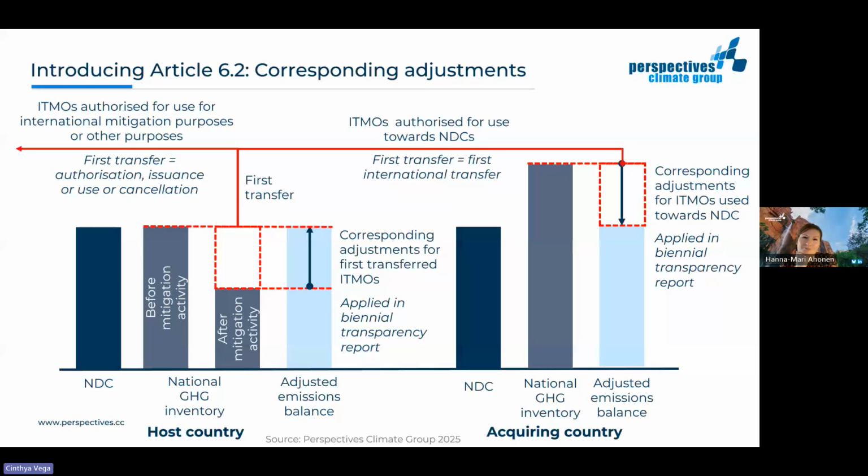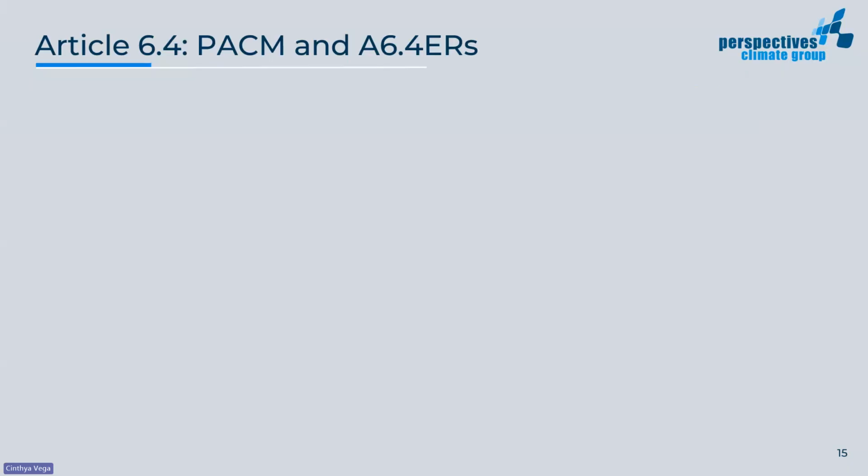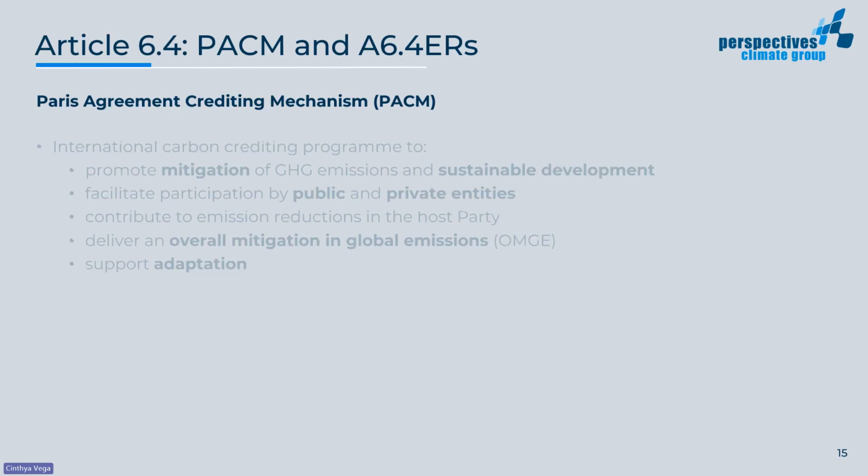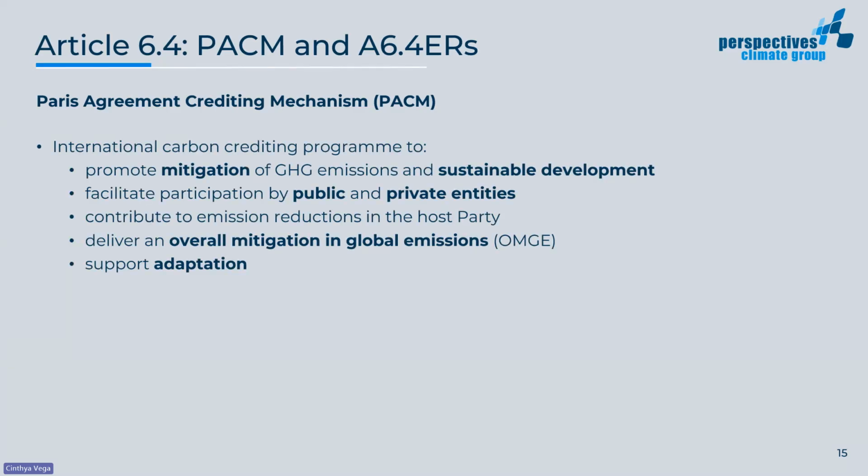Great, thank you, Hanna. Now I will take over again, and let's talk about Article 6.4, the Paris Agreement Crediting Mechanism, and Article 6.4 emission reduction credits. So the PACM is an international carbon crediting program that aims to promote mitigation of greenhouse gas emissions and sustainable development in the host country. The mechanism ensures that the activities implemented under it deliver overall mitigation in global emissions, and also supports adaptation actions. This is ensured because projects developed under the PACM must surrender a percentage of the carbon credits that are issued for these purposes.